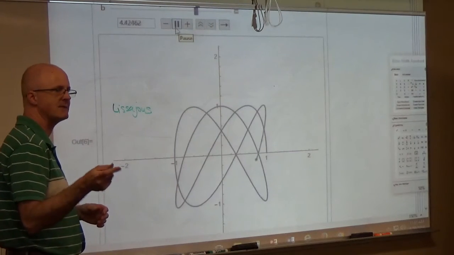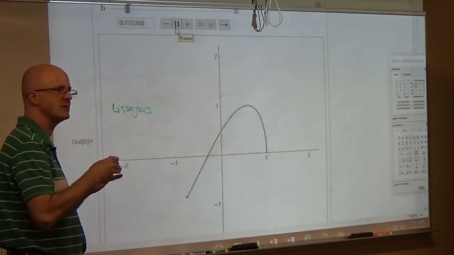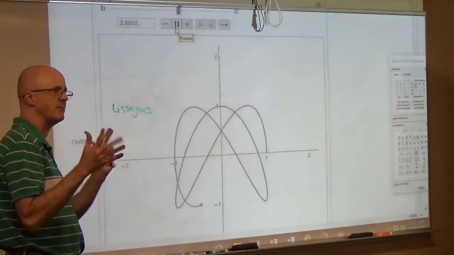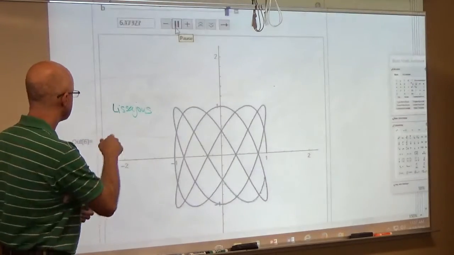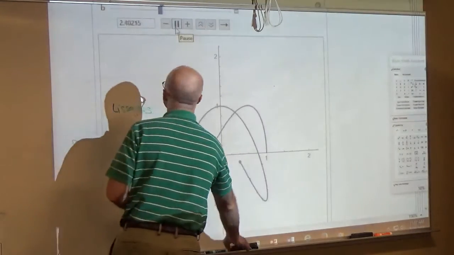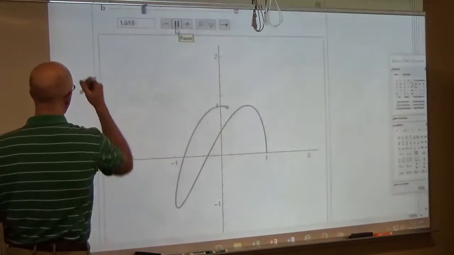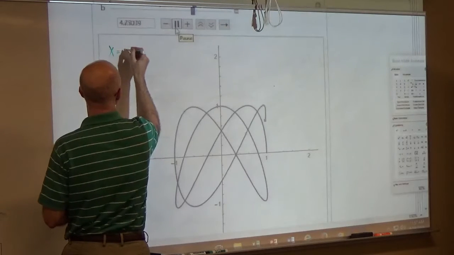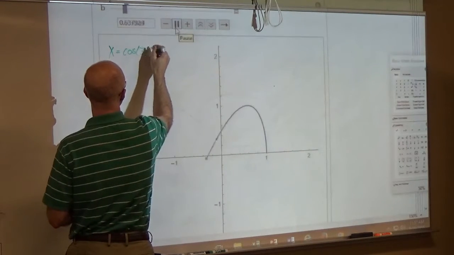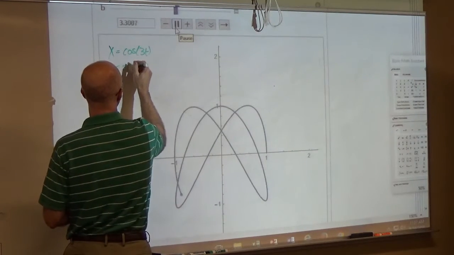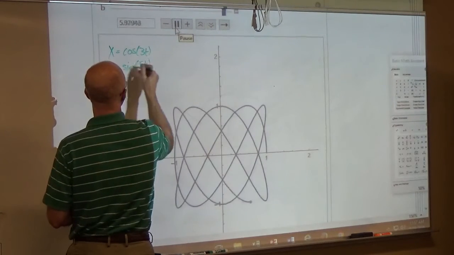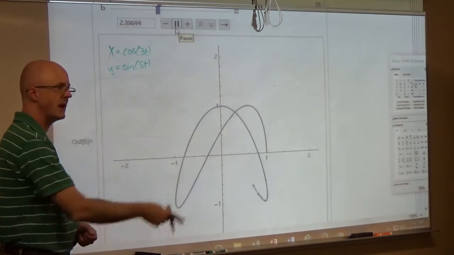Actually, your physics profs can make these kinds of pictures with lasers. It's pretty cool. They have vibrating mirrors that make the lasers make patterns like this. So we have, let me write down the formulas here. X is cosine 3t. Y is sine 5t. Those are parametric equations. This is a parametric curve.